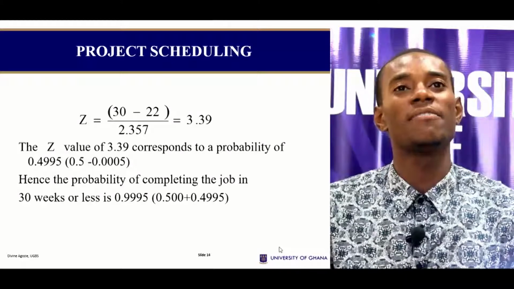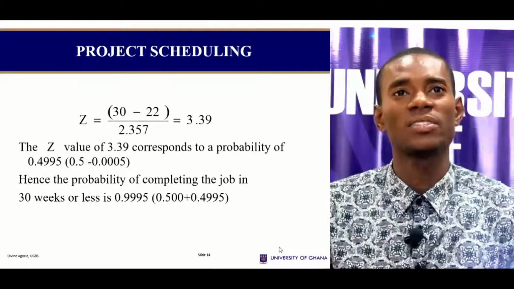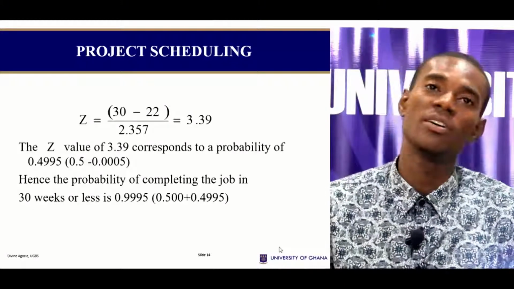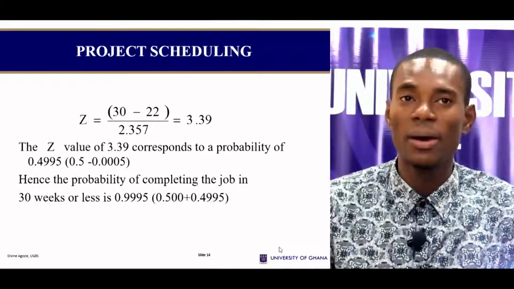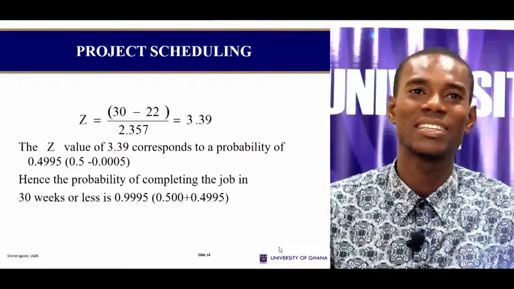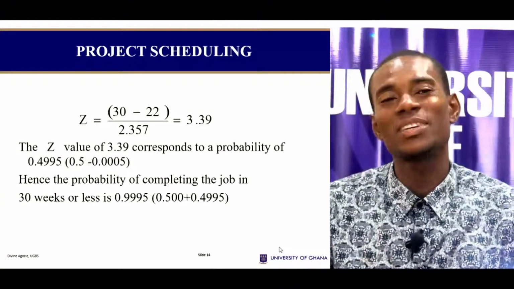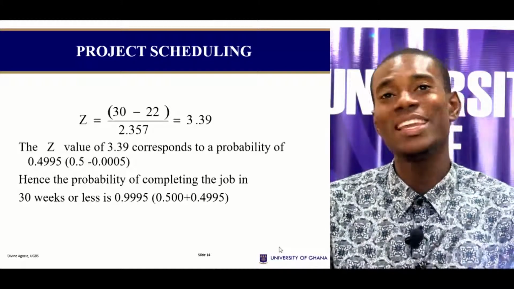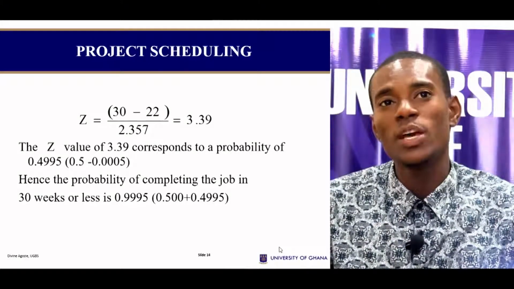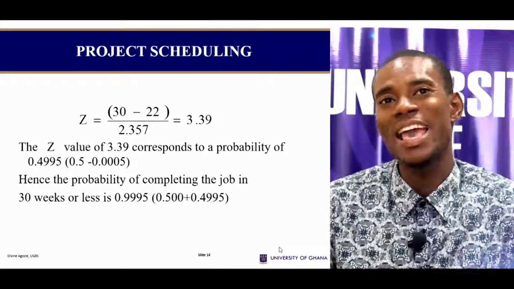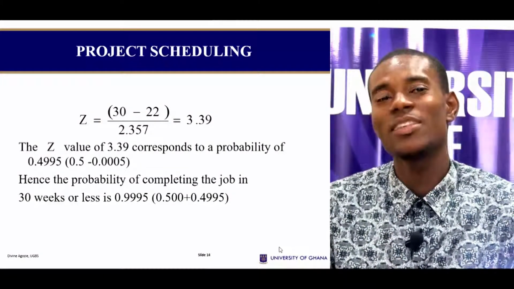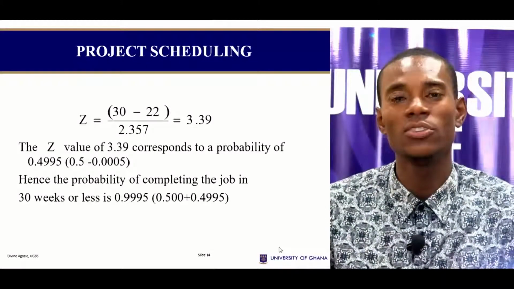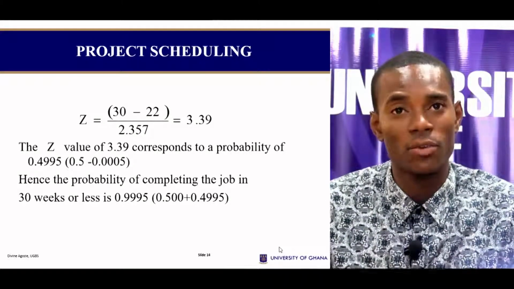If I have a z-score of 3.39, I'll just take it and find the probability from the standard normal distribution table. But you must understand what the question is asking, so take note. It says, what is the probability that we will complete our project by 30 weeks? In other words, we are interested in 30 weeks and below. You get it? We are not interested in anything beyond 30 weeks. So you should understand this when you are drawing the standard normal distribution graph.